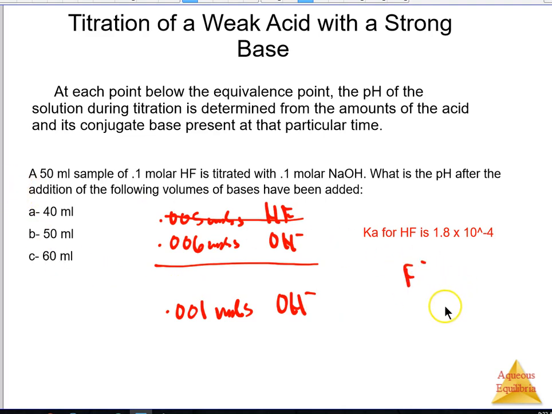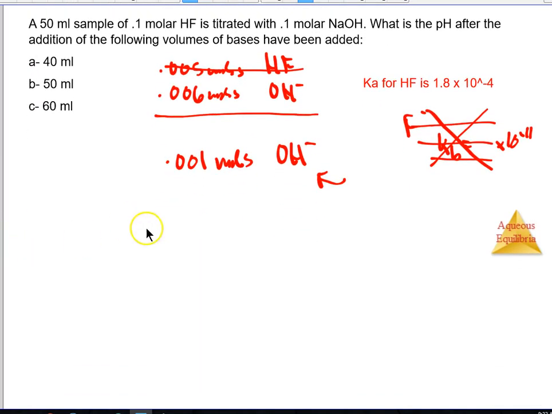Now, is there F minus? Yes, there is. But if you remember, its Kb was something times 10 to the negative 11 versus this one, it's such a large Kb, we don't even calculate it, like it's 10 to the almost the 0. So, yes, there's some F minus, but it is negligible compared to what the OH minus is. So, all we have to do now is take the negative log of 0.001, which is 3, and we take 14 and subtract that, and we get 11.